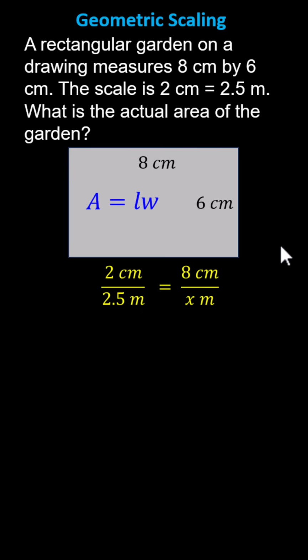To find the width of the garden, we can say 2 centimeters is to 2.5 meters, as 6 centimeters is to y meters, where y meters would be the width of the actual garden. And now we'll solve the proportions using equivalent ratios.